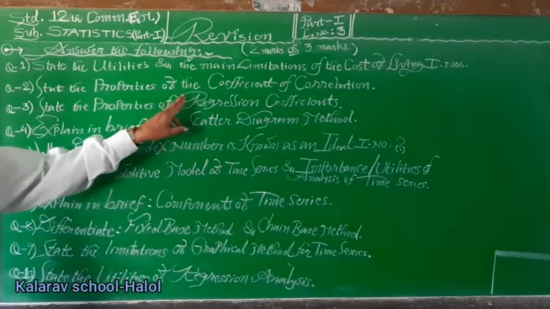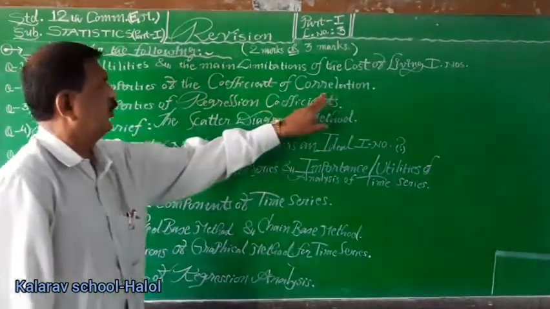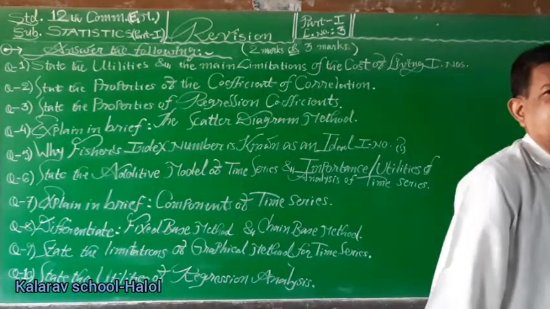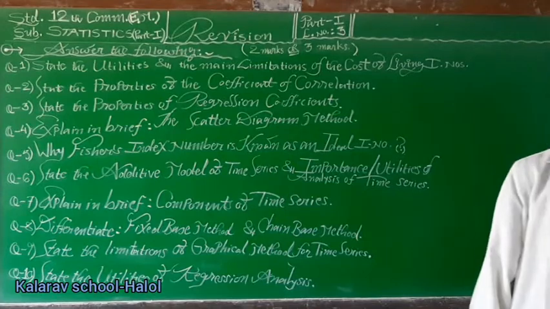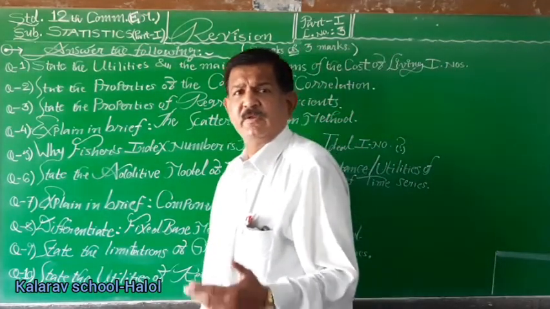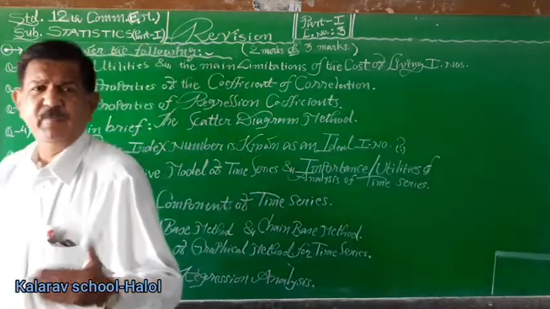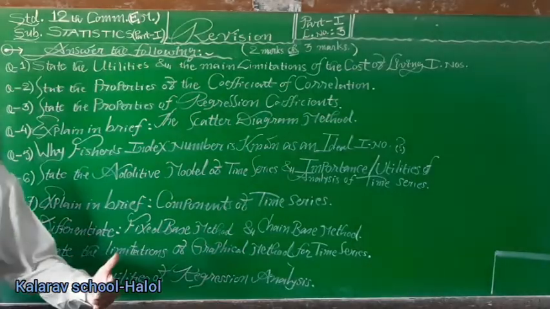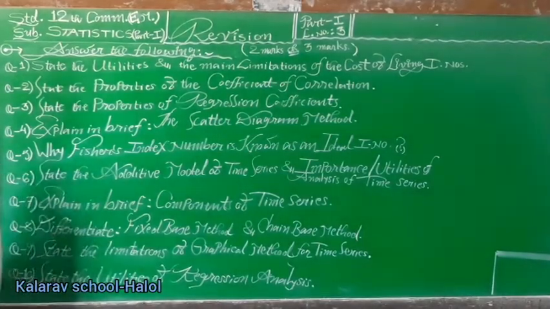State the properties of coefficient of correlation. R, the Karl Pearson coefficient of correlation, always lies between -1 and +1, inclusive of both the values. And moreover, R is independent of change of origin and scale both. It is independent of change of origin as well as scale.